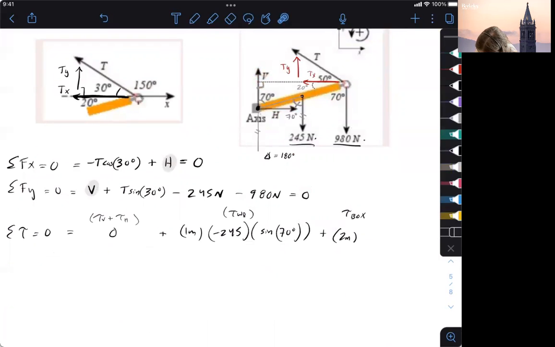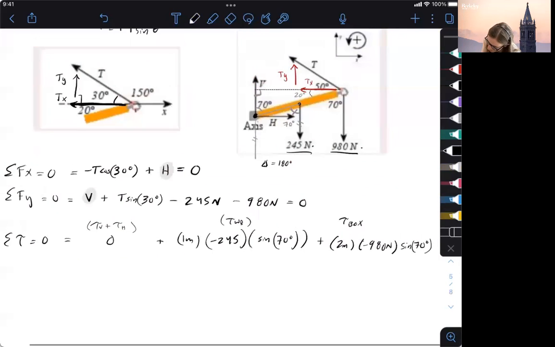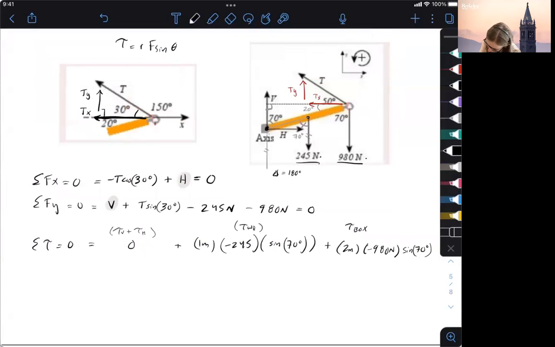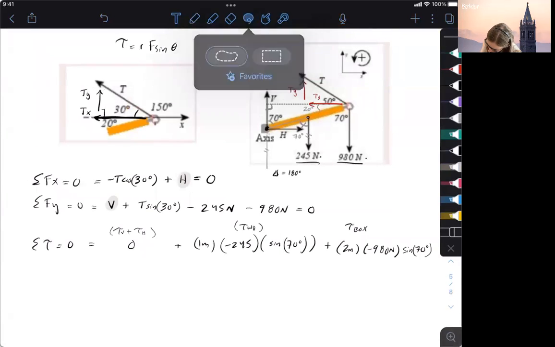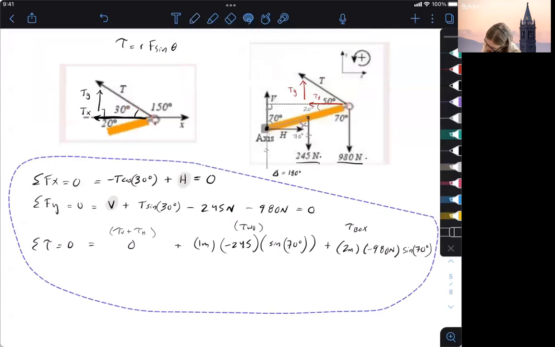The angle is also 70 degrees, and then the force is 980 newtons. So negative 980 newtons, and then sine of 70 degrees. Cool. Okay. Now, last one is our tension. We have to use our tension as well. So I'm going to make this all a little bit smaller so we can fit the tension in also.